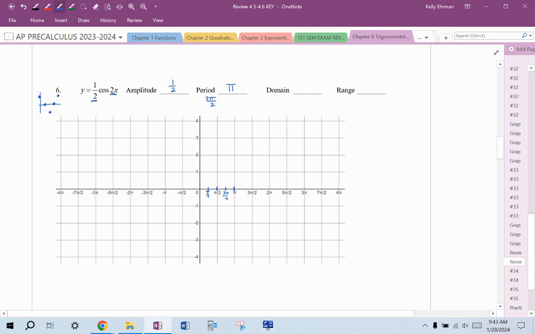Otherwise, sketch in your cosine graph. So its amplitude is only 1/2. So start at 1/2 on the y-axis. At pi over 4, hit midline. At pi over 2, hit -1/2. 3 pi over 4, midline. Back to 1/2. And so, again, if you can keep track of it visually, then just every half unit.